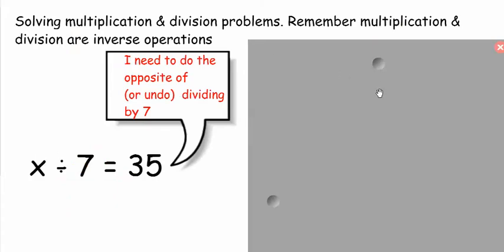All right, let's move on to multiplication and division. Multiplying and dividing are inverse operations of each other. If you look at this problem, x divided by 7 equals 35. Go to your variable side. I want to get rid of this dividing by 7. The opposite of dividing by 7 would be to multiply by 7. So I'm going to multiply both sides by 7.